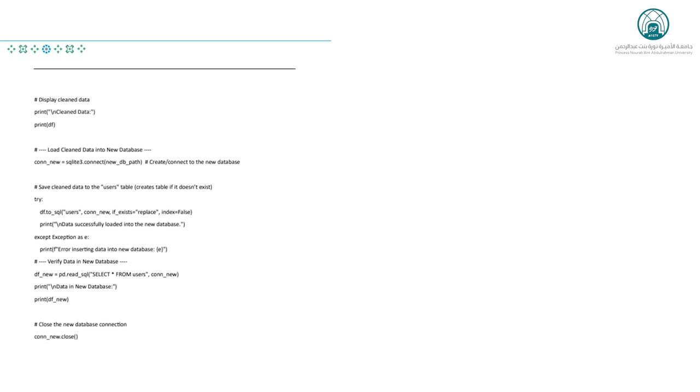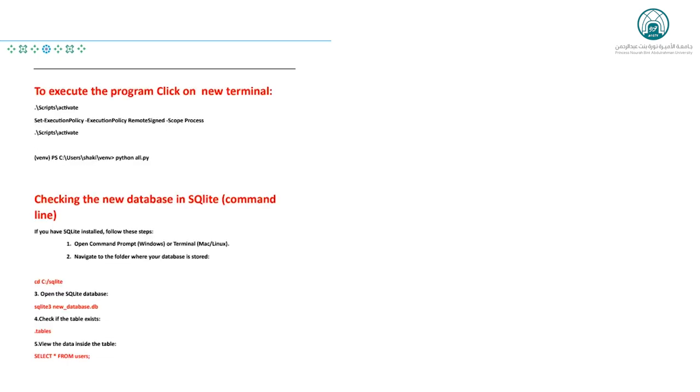So I will tell you again why we use try and except. It's to handle errors like database connection issues and incorrect data formats. To handle the errors, we use try and except. So once it is completed, you will get the answer. If there is an error, you will get the message: there is an error in inserting the data into new database. So once it completes the program, you know how to execute the program.